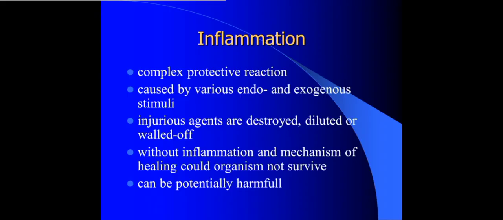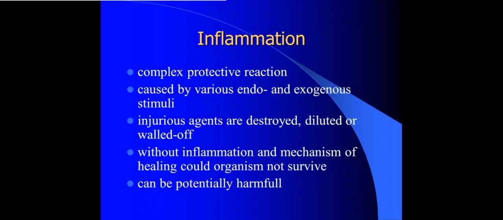So inflammation is a complex protective reaction caused by various endogenous and exogenous stimuli. It's not only caused by exogenous, meaning outside our body. It's also caused by endogenous stimuli, like tumor cells. Tumor cells are inflammation caused by endogenous stimuli, so that cell division increases without stopping or without any checkpoints. So it's caused by both endogenous and exogenous stimuli, not only by exogenous stimuli.